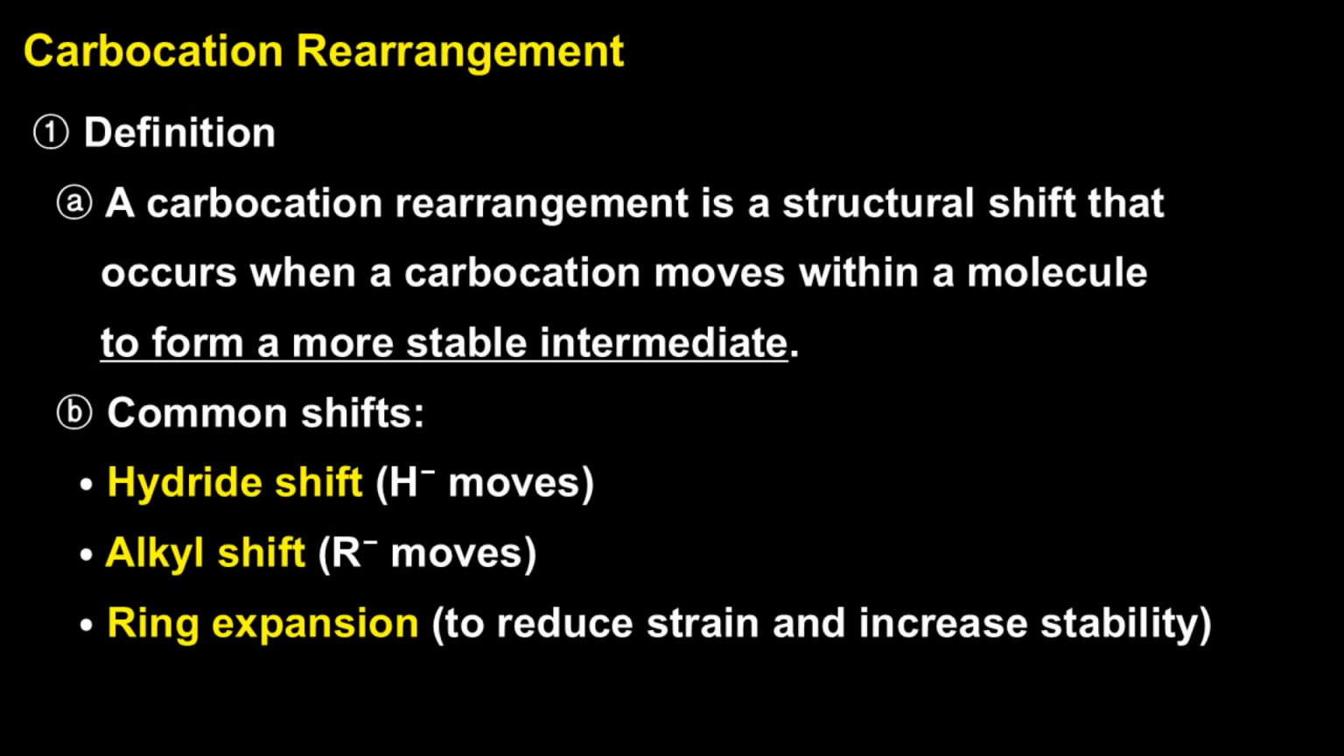This stabilization can happen in several ways. For instance, a hydrogen atom, along with its bonding electrons, essentially acting as an H- ion, can shift over to an adjacent carbon, resulting in a more stable carbocation. Similarly, an entire alkyl group can also shift positions for the same reason, stability. And in cyclic molecules, sometimes stability comes from ring expansion, where the ring rearranges itself to relieve strain and form a larger, more stable structure.